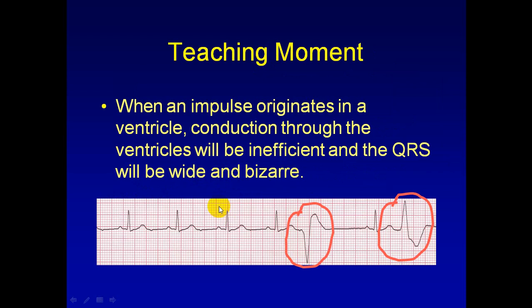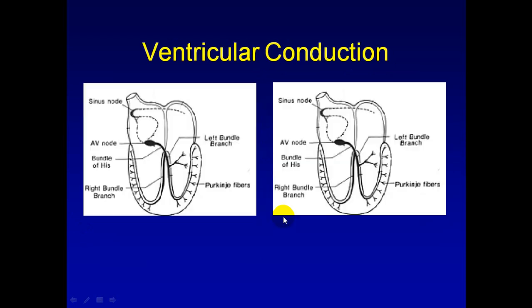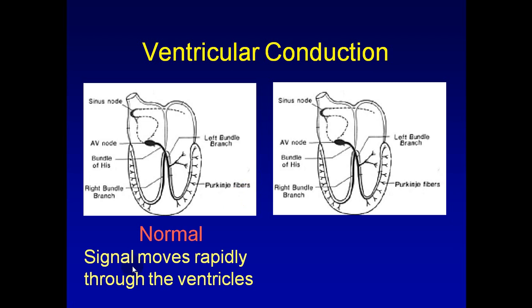Again, you have to pay attention. When an impulse originates in a ventricle, conduction through the ventricle will be inefficient, and the QRS complex will be wide and bizarre in shape. This is the ectopic originating in a ventricle in different foci, so it's multifocal or multiform. So for ventricular conduction, a normal signal moves rapidly through the ventricle, that's why it's a normal QRS complex.